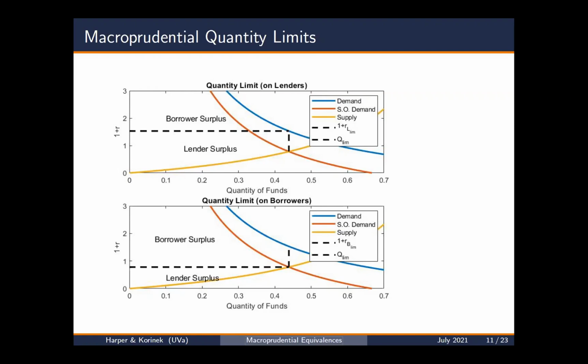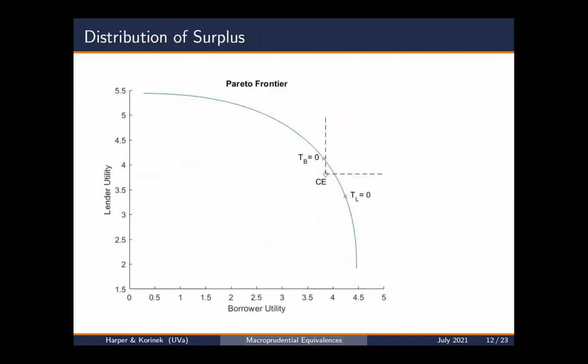So these graphs build up to our next result, which is about how the surplus is distributed. And I'll hand it back to Anton for that.